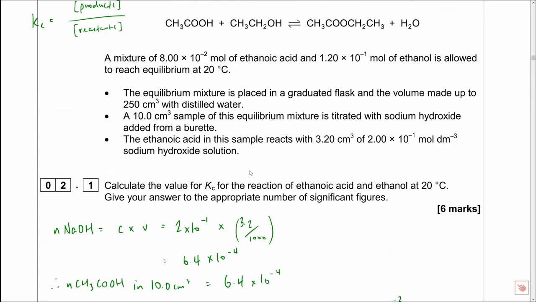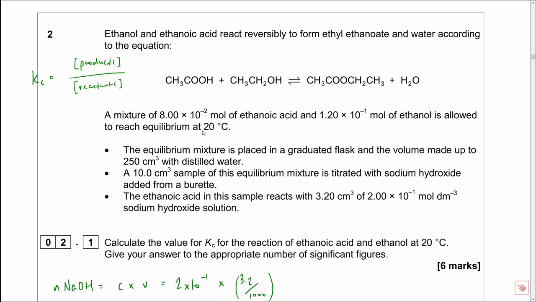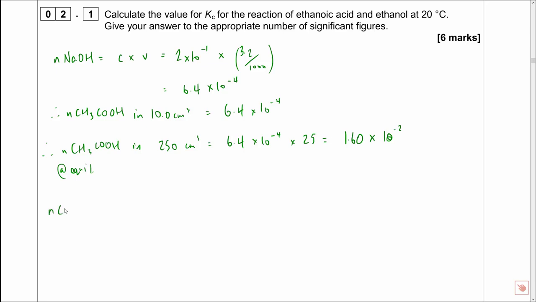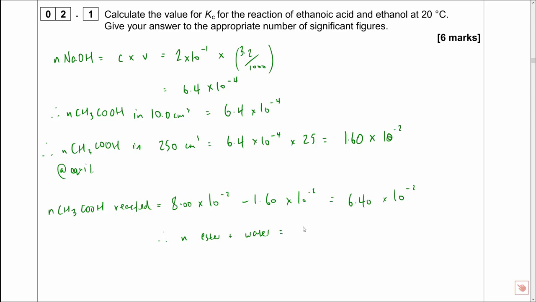That's not going to help us just yet, because we've now got to do a bit of magic, because we are told that initially we had 8 times 10 to the minus 2 moles of ethanoic acid, but I know there's 1.6 times 10 to the minus 2 at the end. So moles of acid that reacted is going to be 8 times 10 to the minus 2 minus 1.6 times 10 to the minus 2, and that's therefore going to be 6.4 times 10 to the minus 2. Am I right? Yeah. So that's the moles of acid that reacted. Therefore, moles of ester and water are each going to be 6.4 times 10 to the minus 2. So this is what I've got left. This is my at equilibrium. I'll do all this in a second.